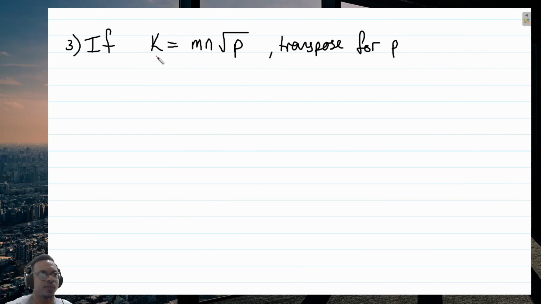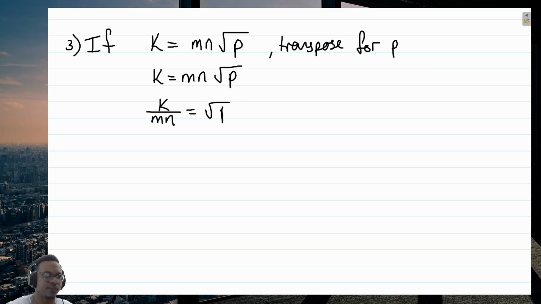So in this question we have k is equal to mn times the square root of p, and we want to transpose for p. Now p is under the square root sign, so the first thing we're going to do is transpose for the square root of p. So the mn is being multiplied by the square root of p. So when the mn is transferred across to the left hand side, the operation will change from multiplication to division and the mn will go under the k. So I'll have k divided by mn is equal to the square root of p.